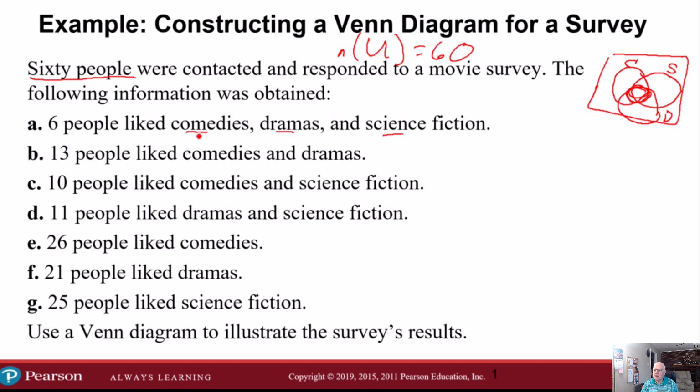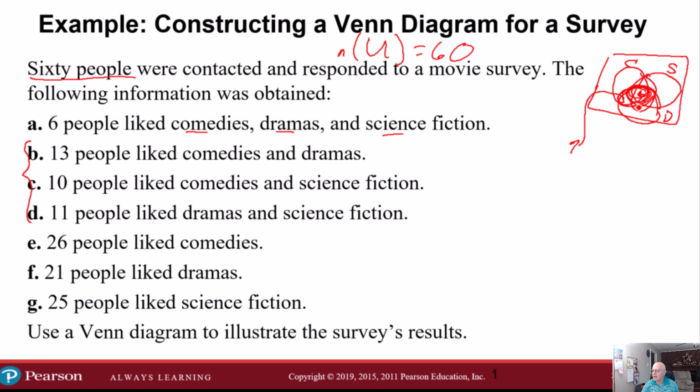Once you've got that, then you can take these parts that represent 2 regions and subtract out the 6. So you've got 13 like comedies and dramas. So comedies and dramas, that's this part right here. But we've already got 6 in there, so that means 7 will be in this section right here. And you keep filling it in like that. This section right here will have so many, you subtract out the 6.